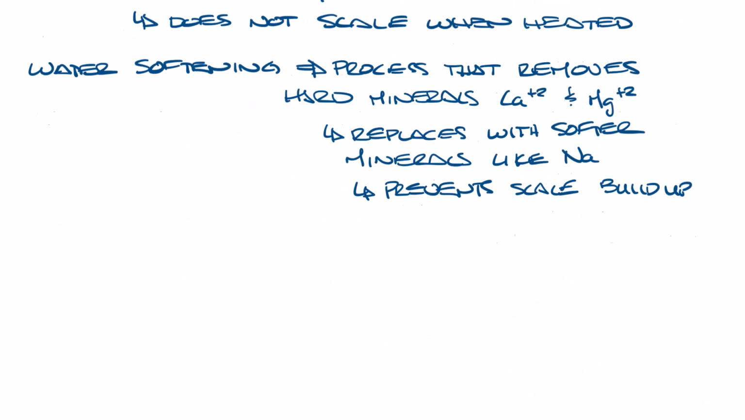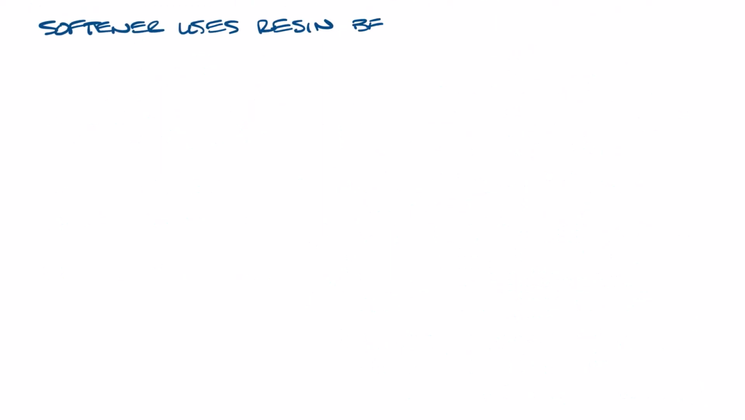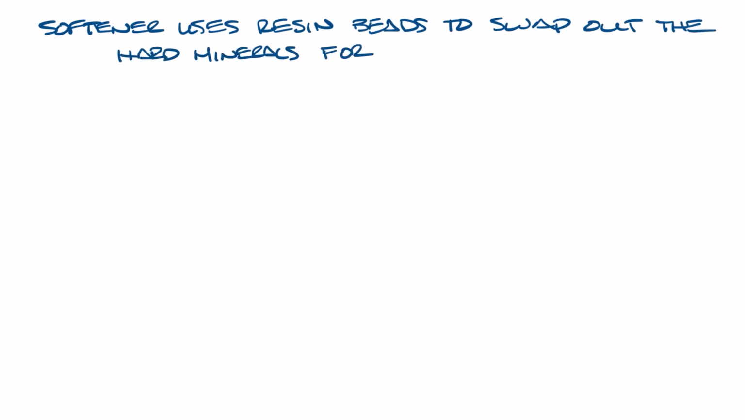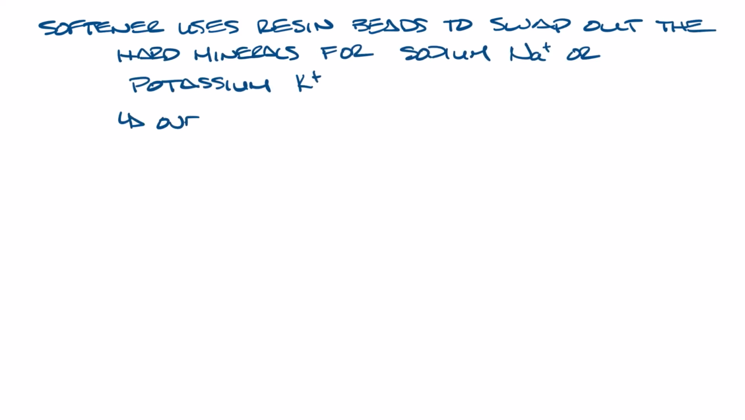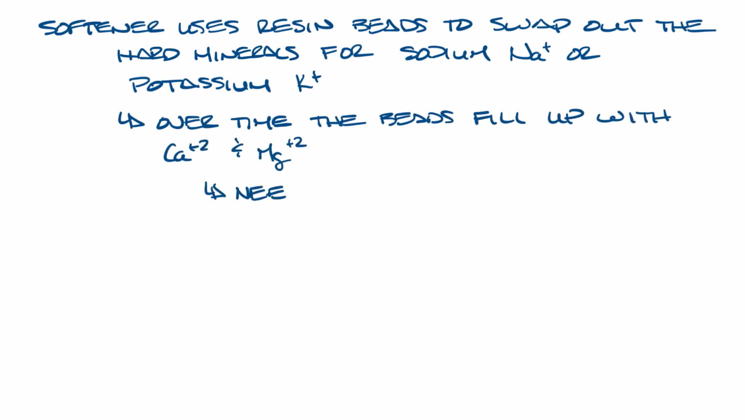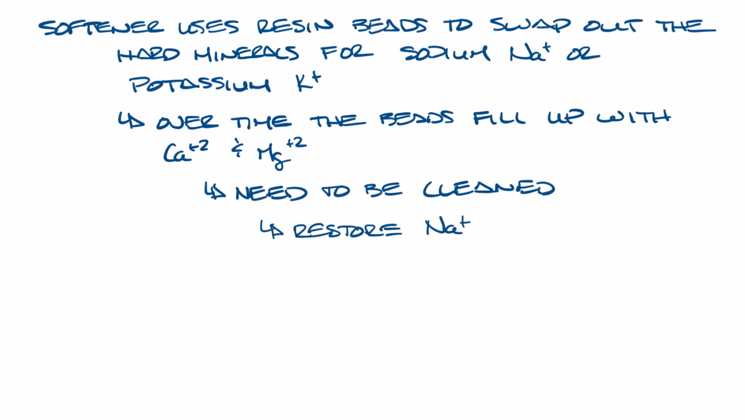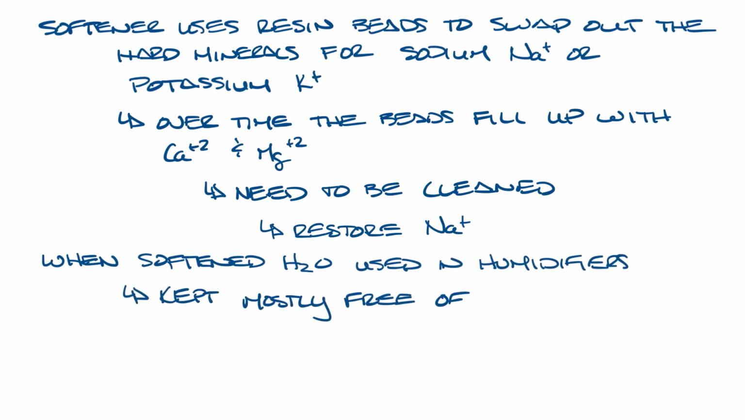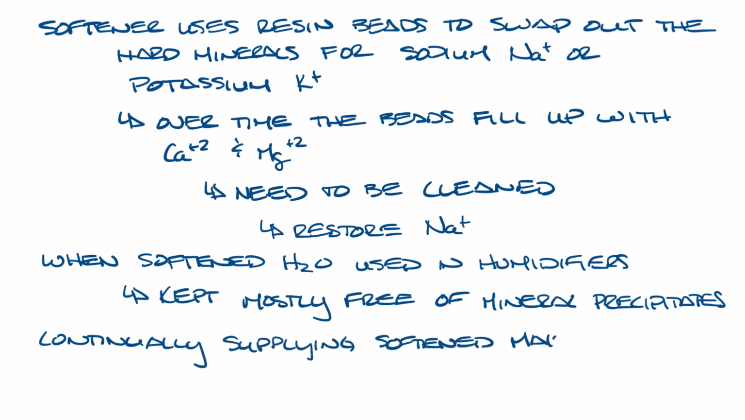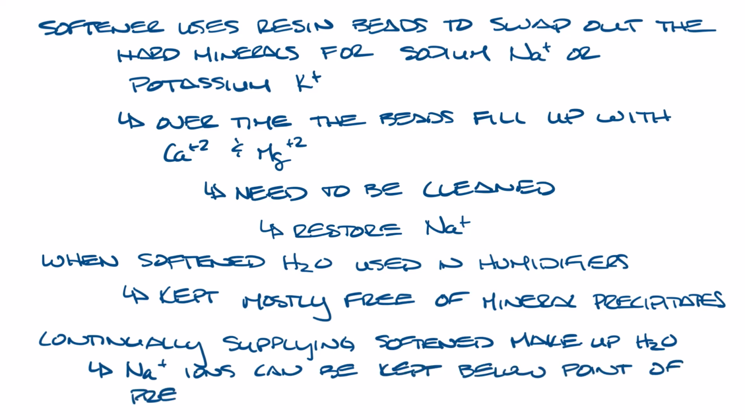Water softeners use resin beads to swap out the hard minerals for sodium or potassium. Over time, the beads fill up with calcium and magnesium and need to be cleaned using a salt water solution, which restores the sodium, and then the process starts over again. When softened water is used in humidifiers, they're kept mostly free of mineral precipitates. And by continually supplying a softened makeup water to the heated evaporator, the concentration of sodium ions can be kept below the point of precipitation, reducing the need for cleaning.